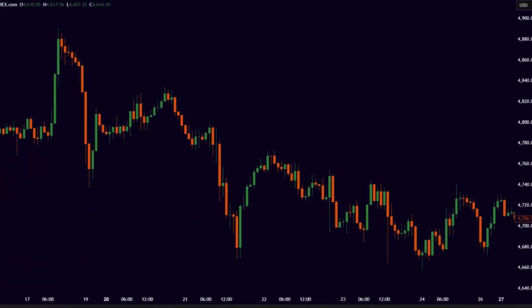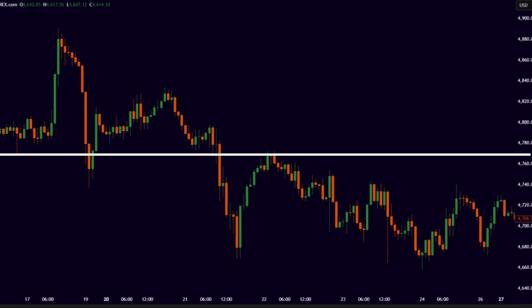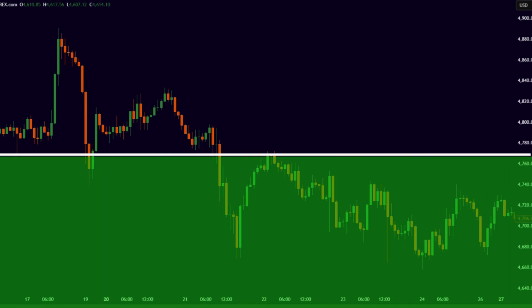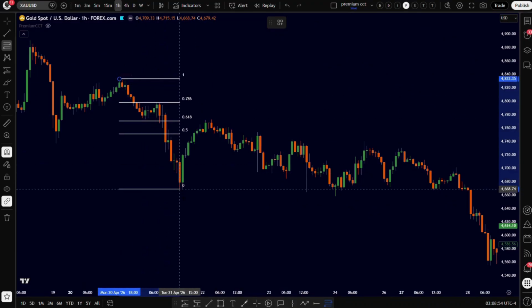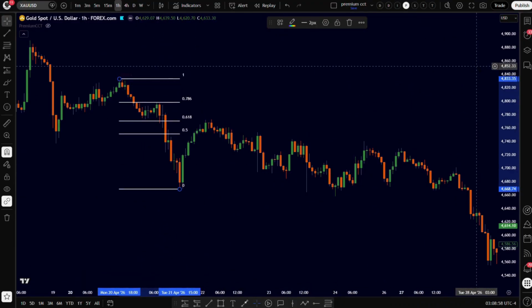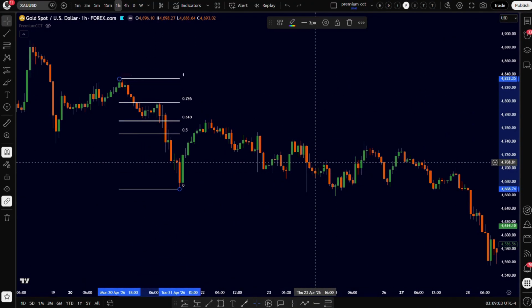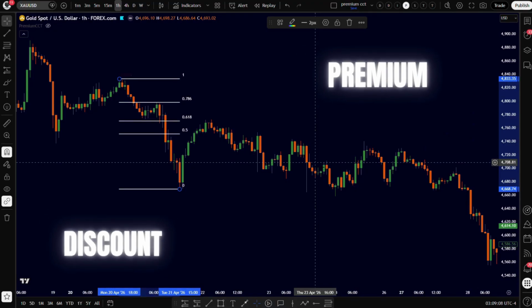Every price swing has a midpoint, the 50% equilibrium. Everything below it is discount, where smart money looks to buy in a bullish market. Everything above it is premium, where smart money looks to sell in a bearish market. You use the Fibonacci retracement tool to map these zones. You use your higher time frame bias to decide which zone matters. And you use premium and discount as a filter, not as a standalone entry signal.